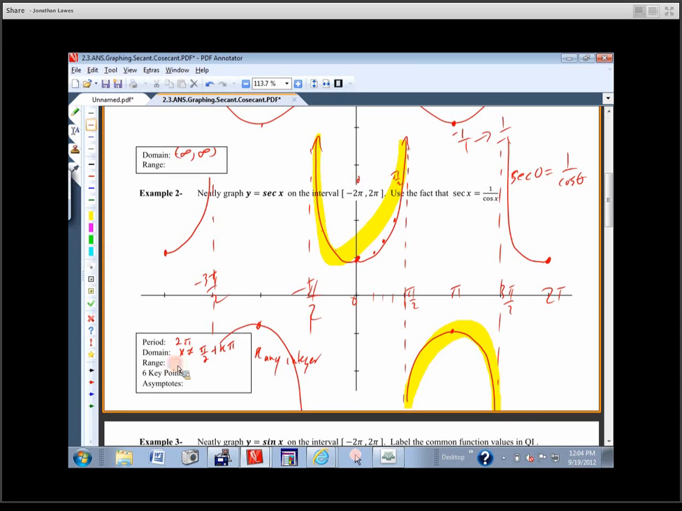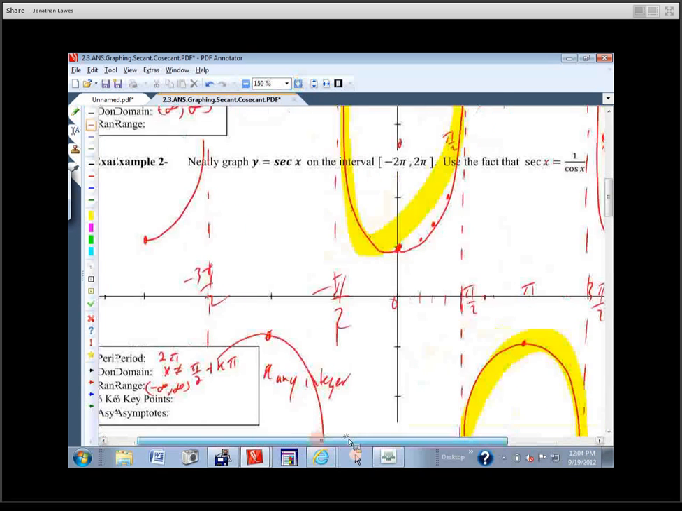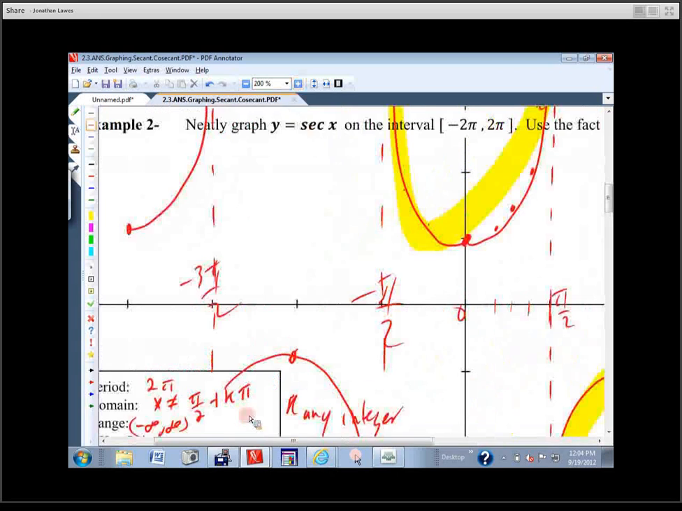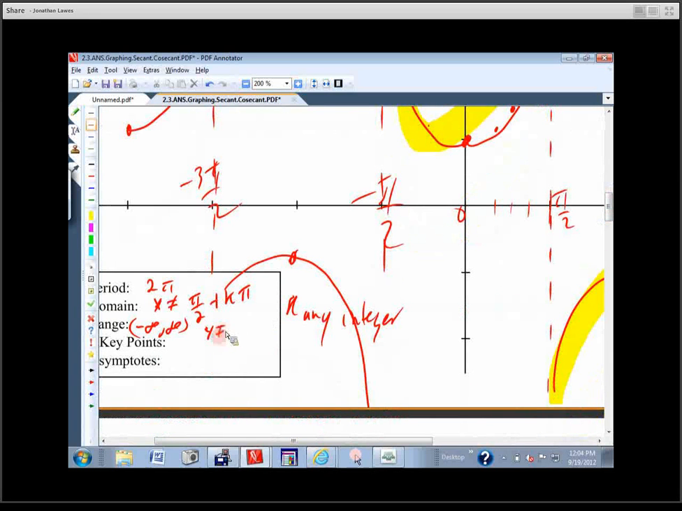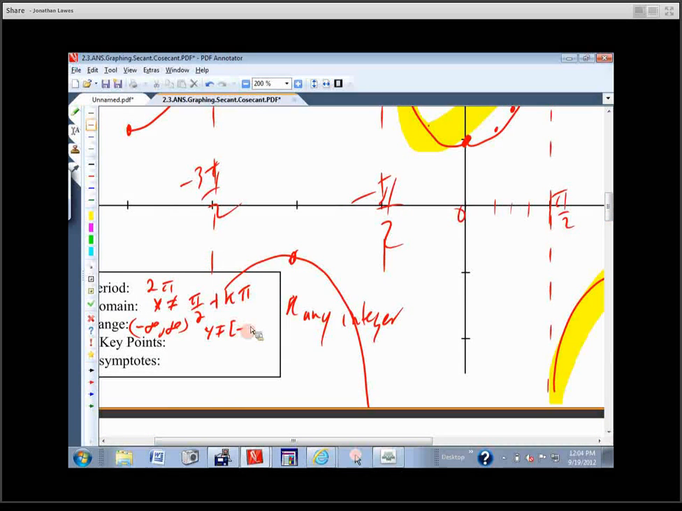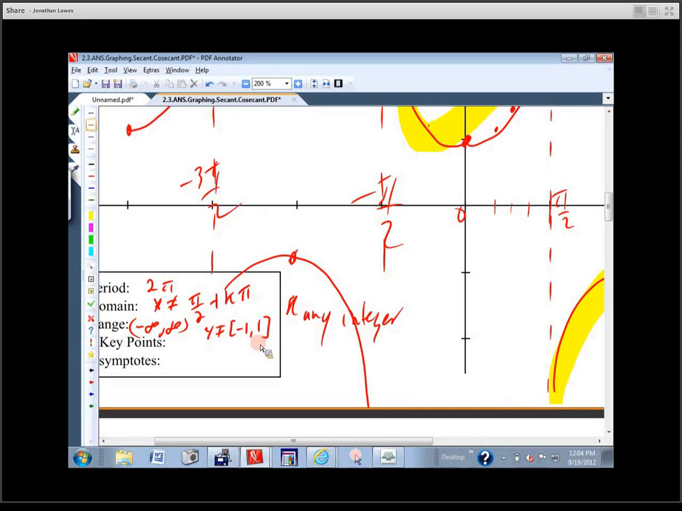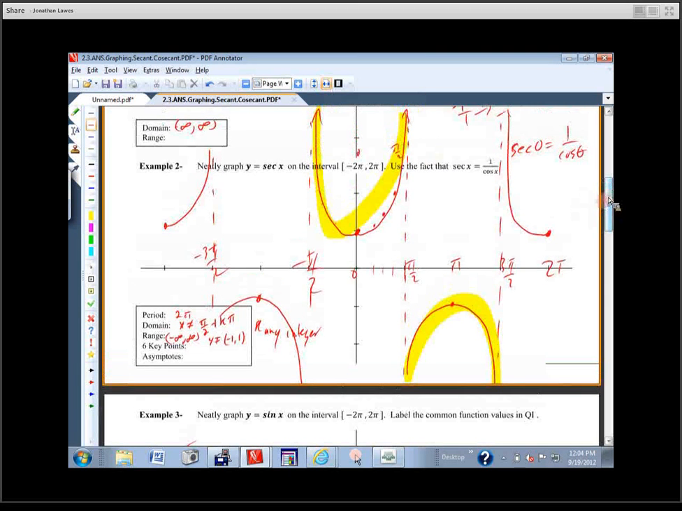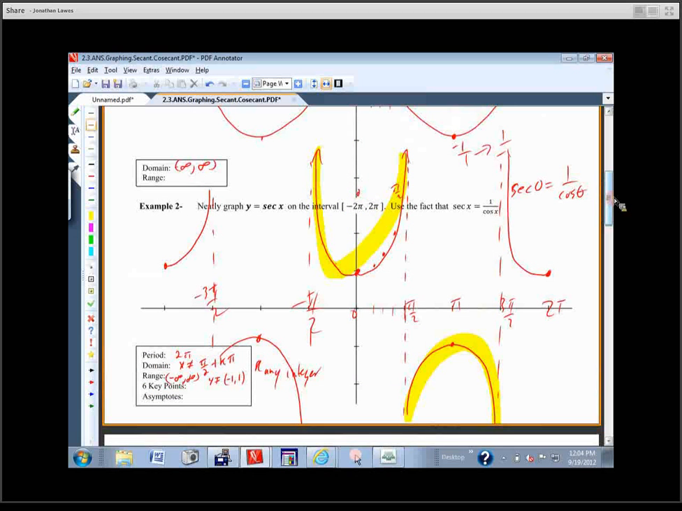Okay, everything except, so from negative infinity to infinity, y not equal to negative 1 to 1. Now, did I do that right? Should I have square brackets or open brackets? They should be open because I actually hit 1 and negative 1. Okay, so that's going to be open. Okay, any questions?